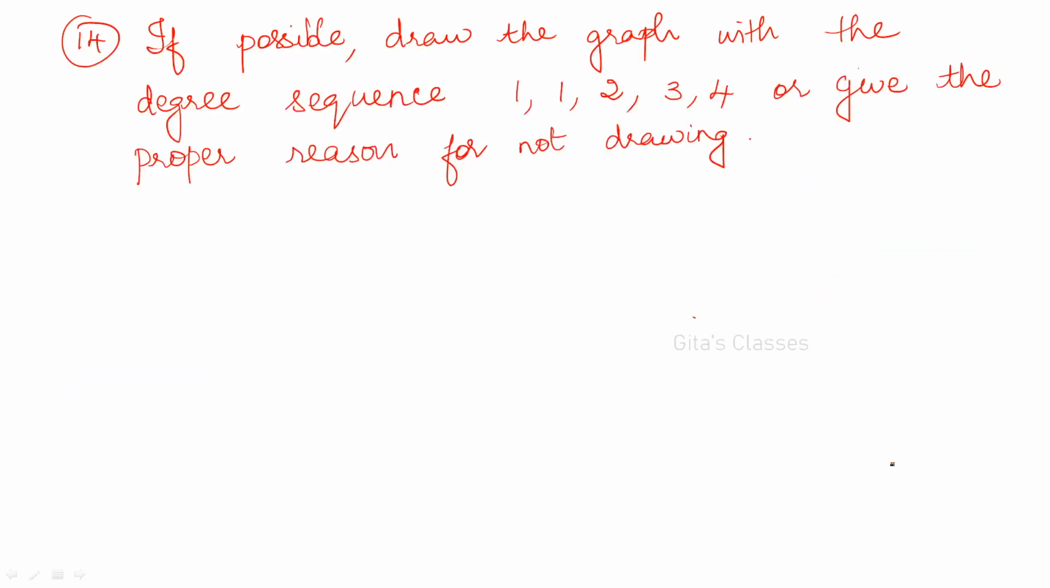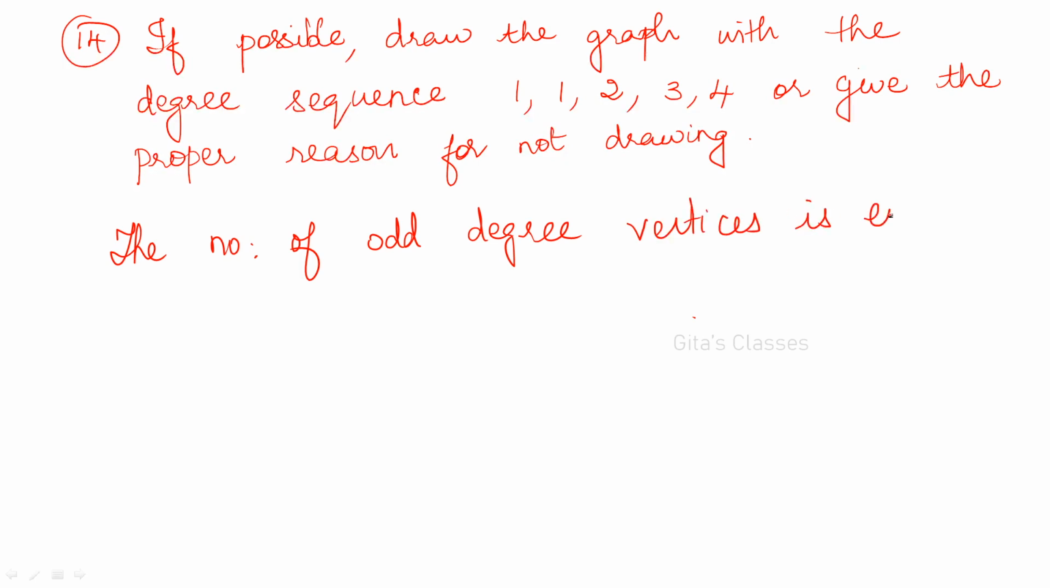And if you find out for any graph, the number of odd degree vertices, here: if possible, draw the graph with the degree sequence 1, 1, 2, 3, 4 or give the proper reason for not drawing. So here also you can check in the previous question also. For any graph, this is the property of the graph: the number of odd degree vertices is always even.